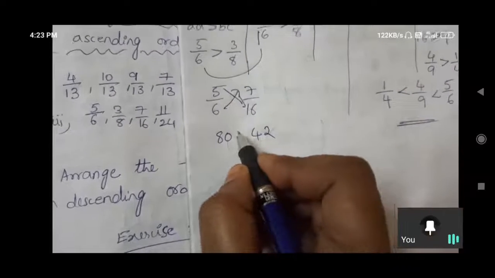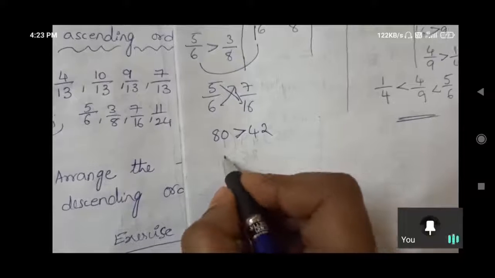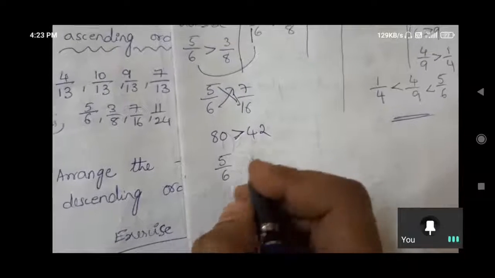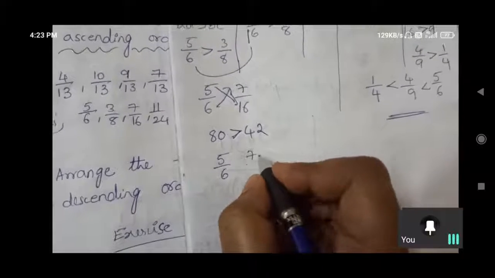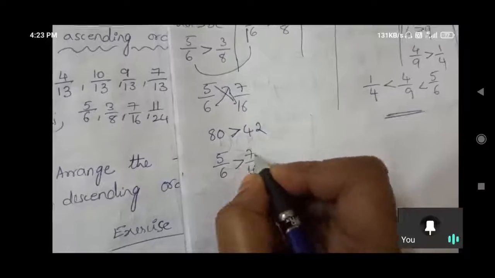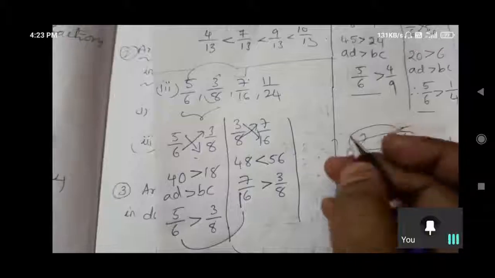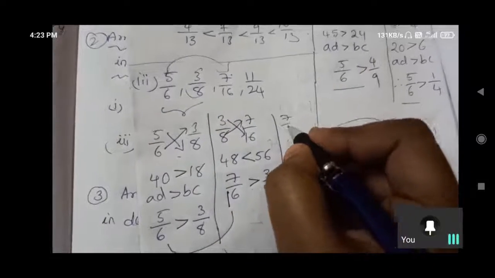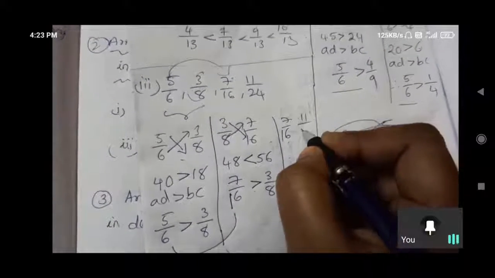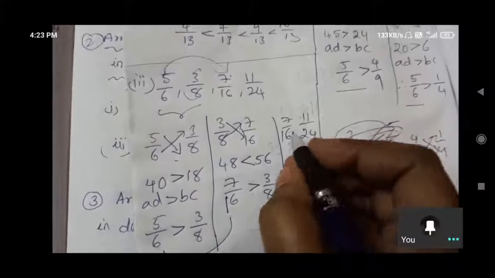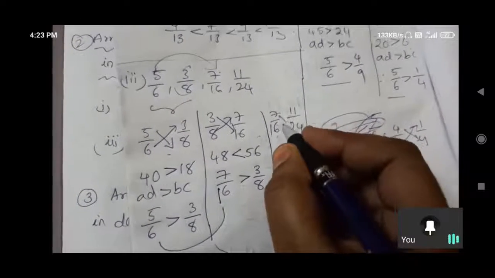Which one is bigger? This. So that means 5 by 6 is greater than 7 by 16. So this one is greater than 7 by 16. And this one we got. And one more thing we need to compare, 7 by 16 and 11 by 24. So among these two, cross multiply.